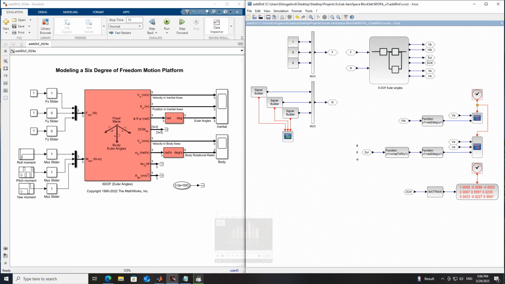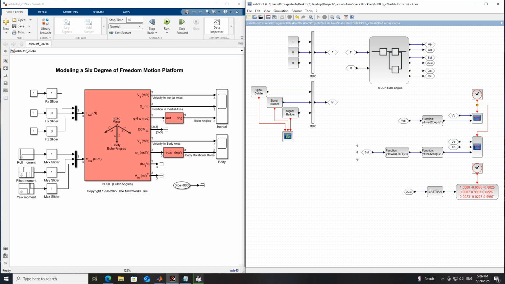Greetings. This tutorial shows how to make a replica of the 6 degree of freedom Euler angles block available in the Simulink Aerospace Blockset in the Scilab xCos development environment. The Aerospace Blockset is not implemented in xCos. A workaround might be to reproduce the block according to information provided by MathWorks in help pages.